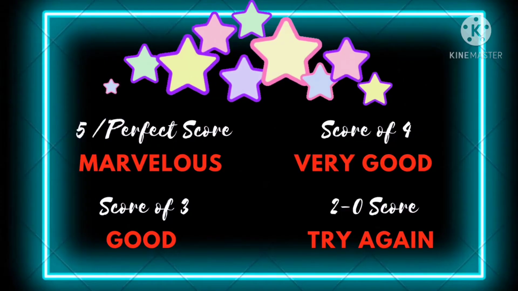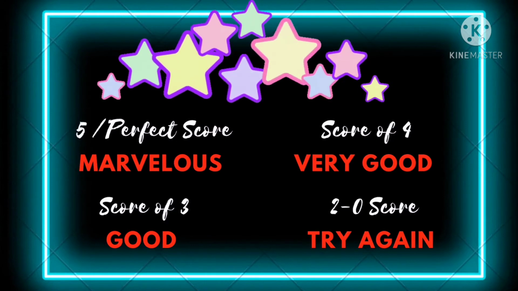Thank you for being honest, kids, while checking your work. I hope you can do it until the end of this lesson. Now, let's check your score. If you got 5, you are so marvelous. Score of 4, you are very good. Score of 3, you are good. If you got 2, 1, or 0, you must try again.